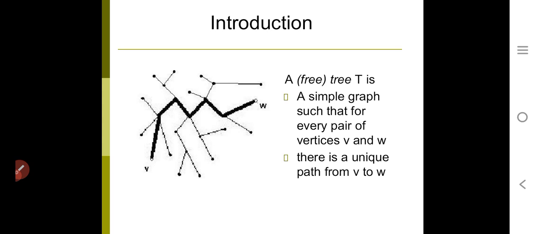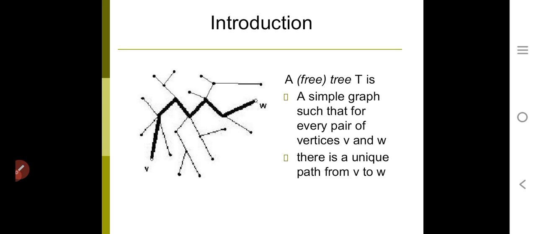A graph contains a number of vertices and a number of edges. First, we have to think what a vertex is. A vertex is just a point. A point is represented as a vertex. Then edges. A connection between a pair of vertices is called an edge. Then we start the introduction of tree.